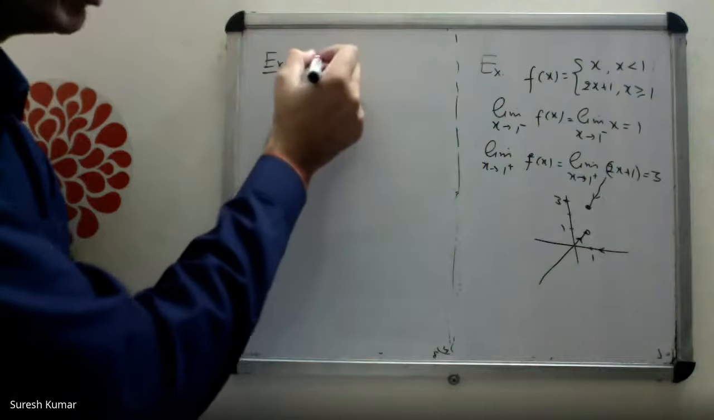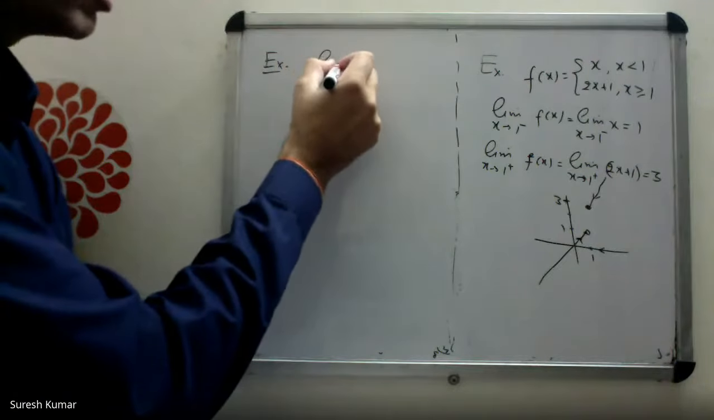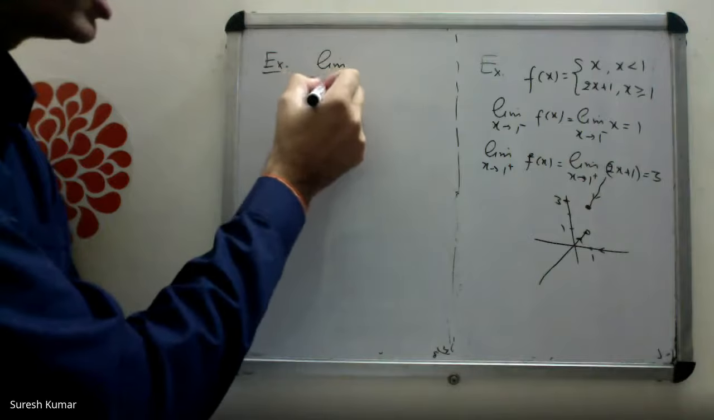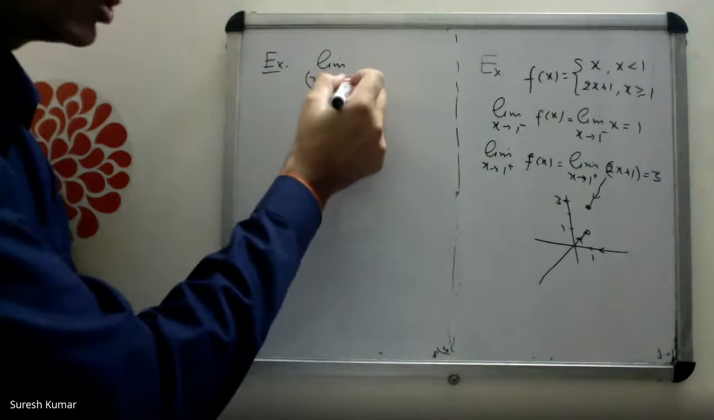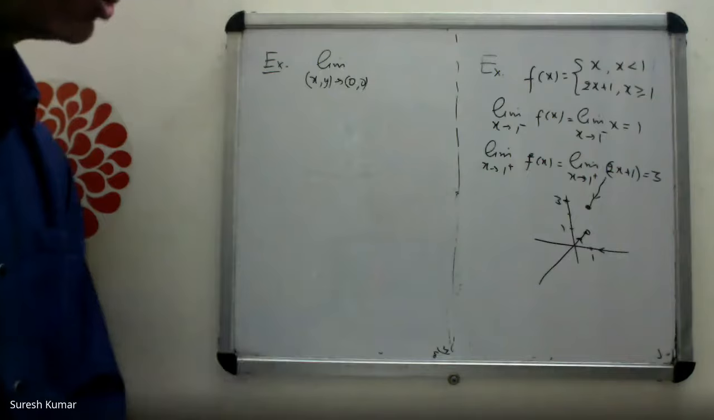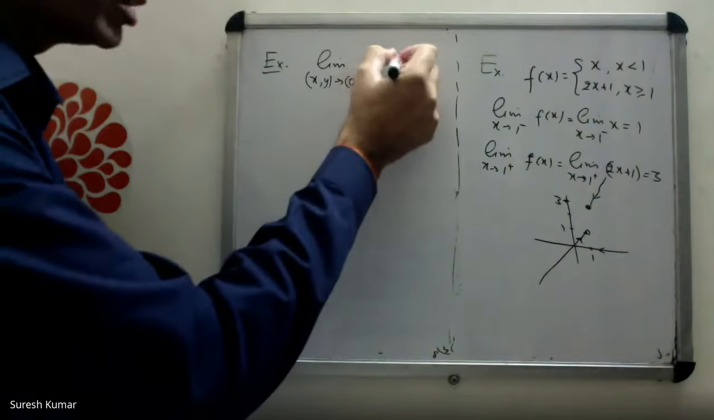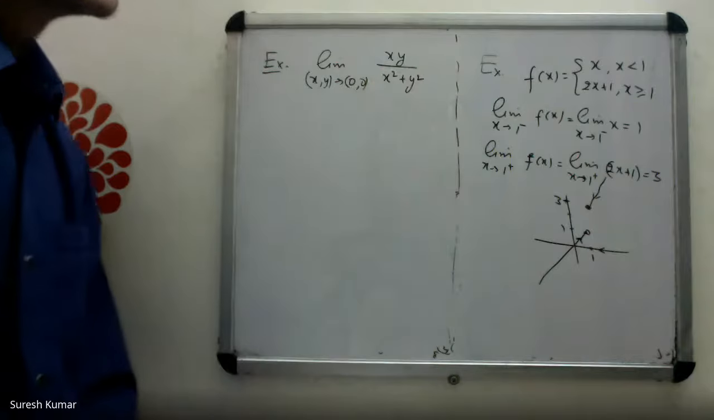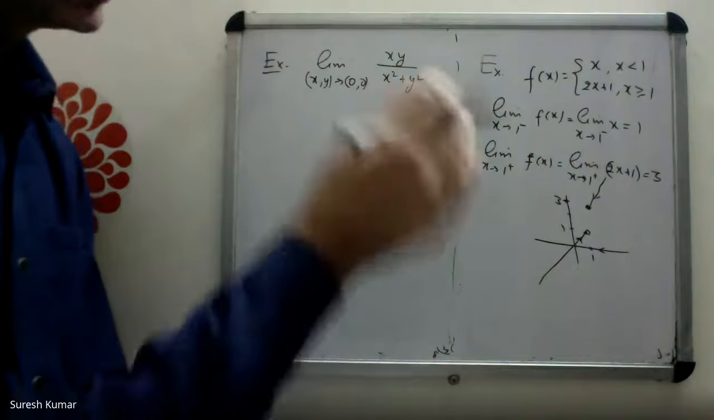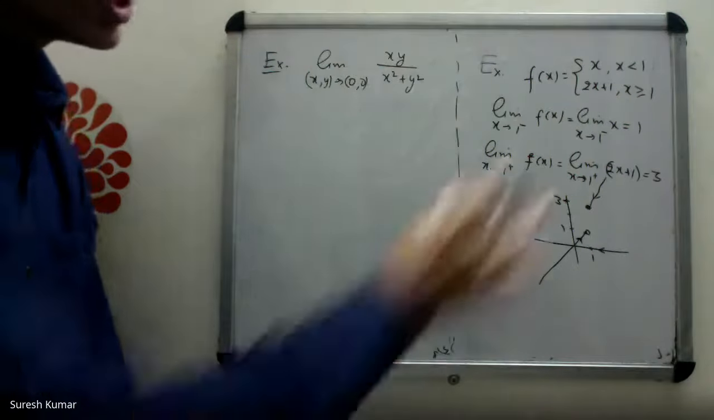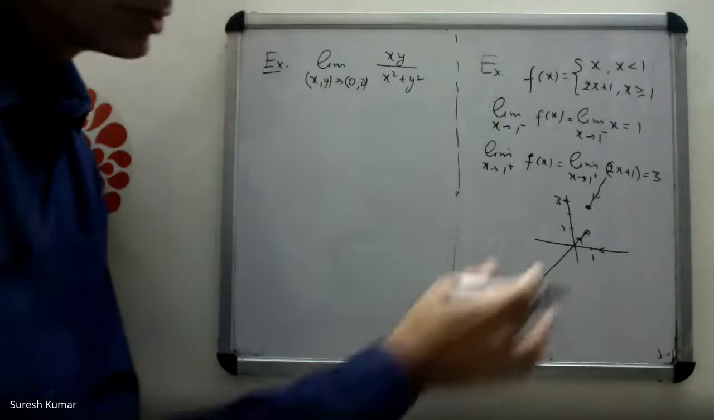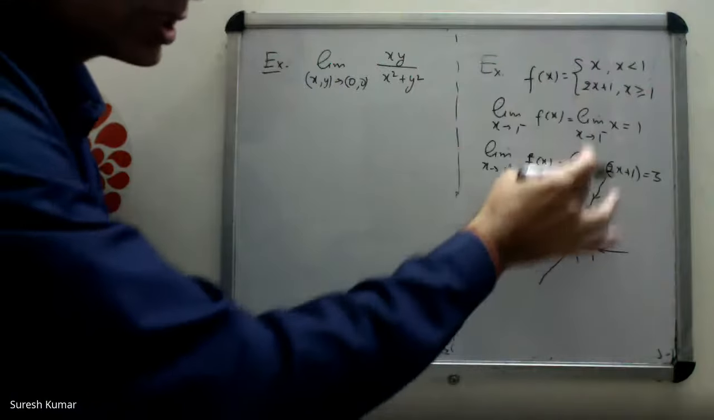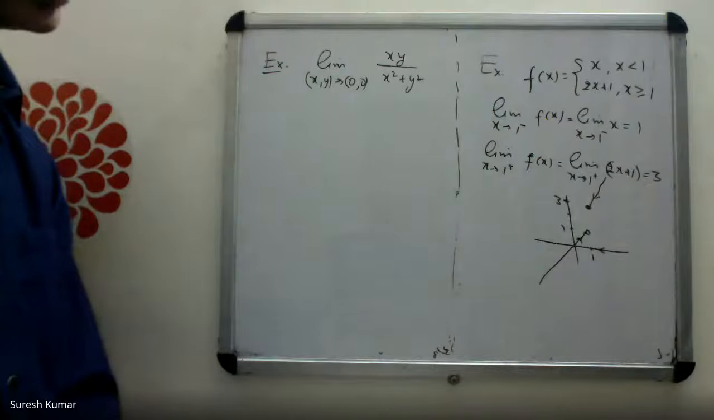Now see an example of a function of two variables where limit does not exist. This is important for you: how to prove limit of a function of two variables does not exist. Left hand limit and right hand limit are same, means both limits are same in this case. Only then limit exists. Here the limits are not same, limit doesn't exist.